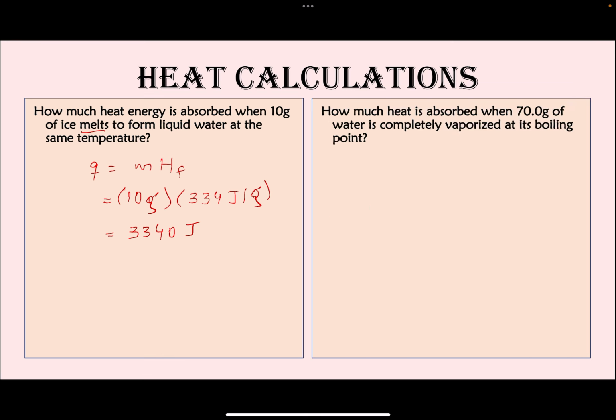Here's the last question to practice. How much heat is absorbed when 70 grams of water is completely vaporized at its boiling point? Once again, no change in temperature. So we cannot use Q equals MCΔT, and we are vaporizing something. So that means the equation that we are going to use here is Q equals mHv. This is for water again, so the mass is 70.0 grams, and we get the heat of vaporization for water from table B, so that is 2260 joules per gram.